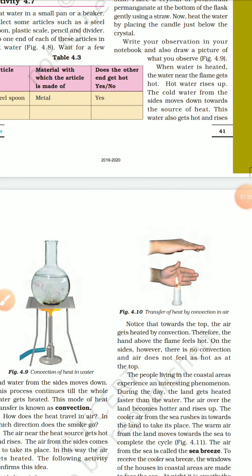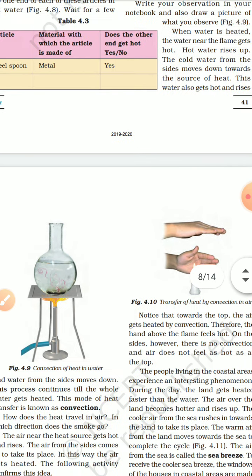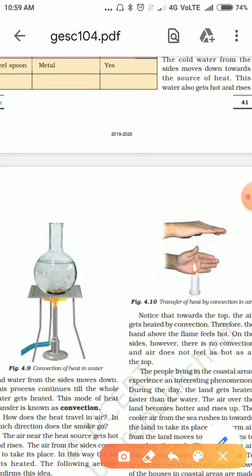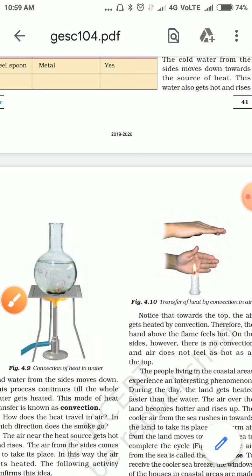In case of liquid, water also gets heated. For example, here the water is in this beaker. There is a flame that is burning at the bottom of this beaker. Now, only this portion of the beaker is getting heated directly, but in some time, even the water that is present at this level will also get heated. How does this happen?